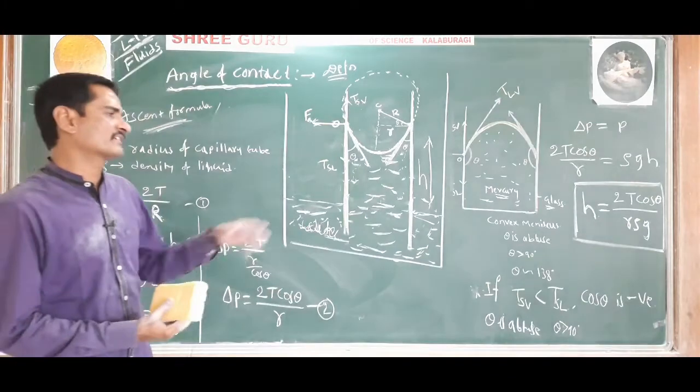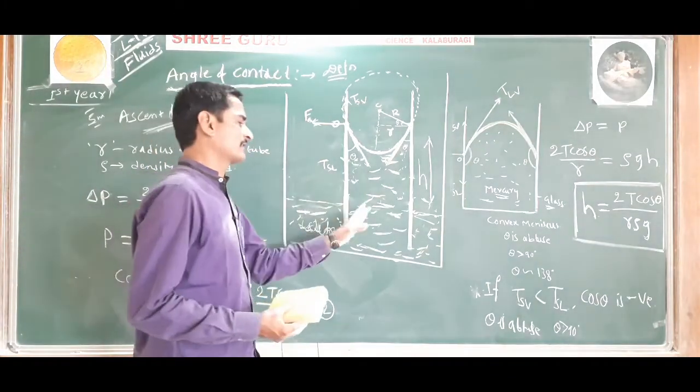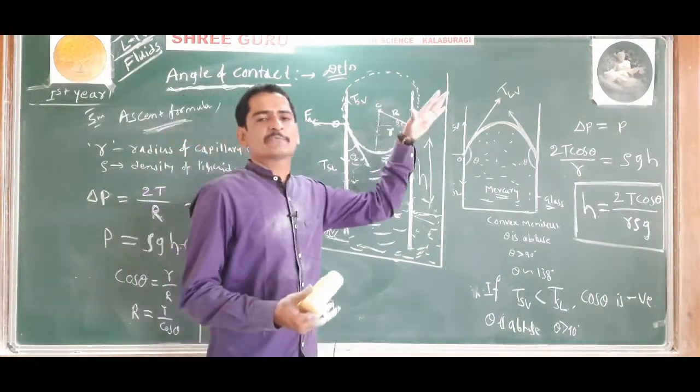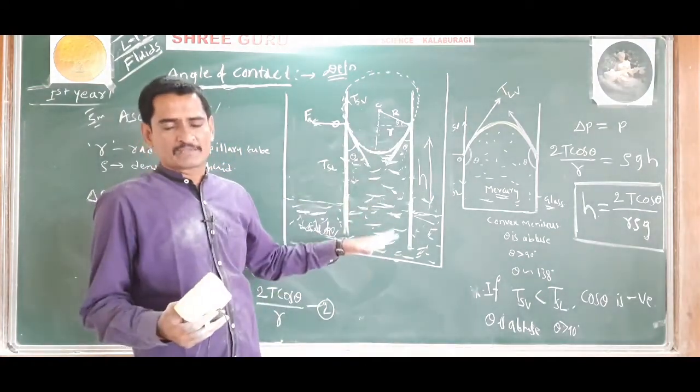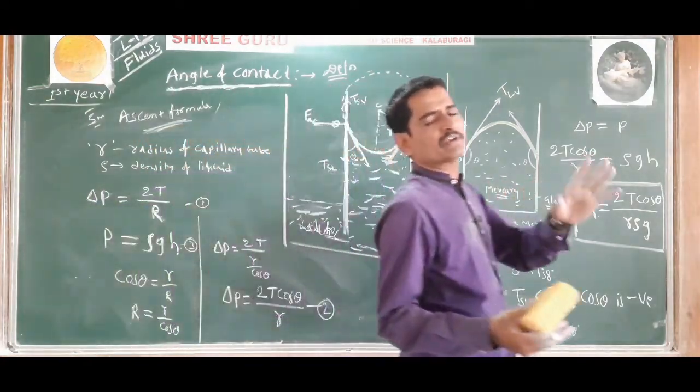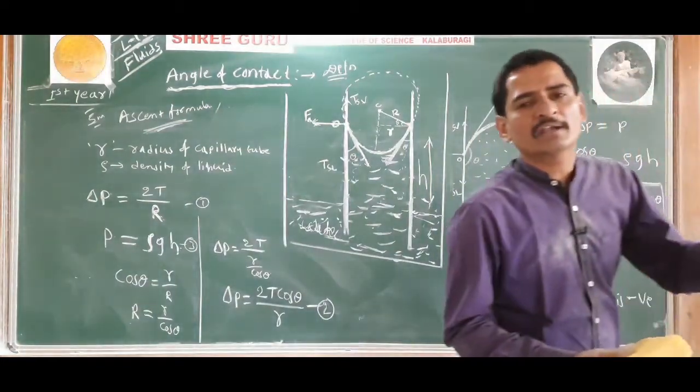So if you take the same thing, that is, the liquid level is falling. If the capillary tube is placed inside the mercury, that is, the mercury does not touch the glass surface, then the liquid level will fall.